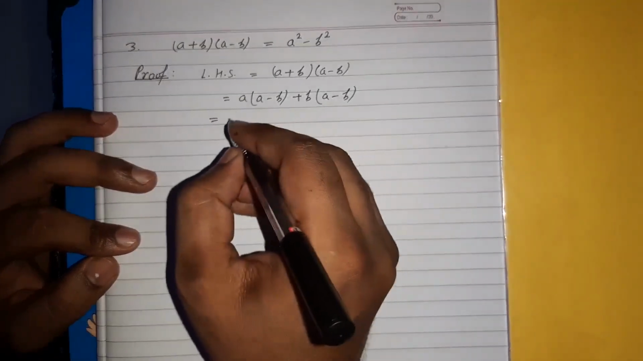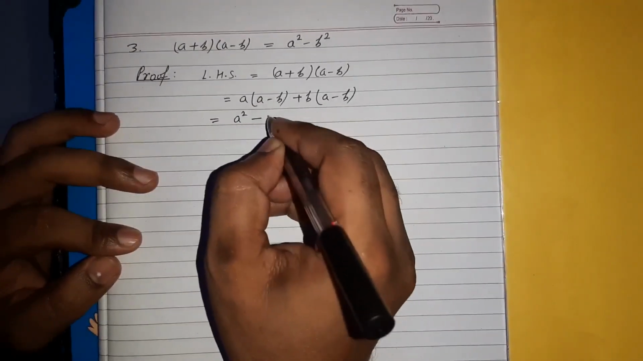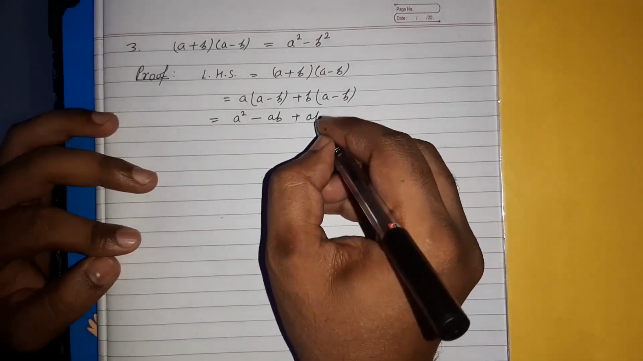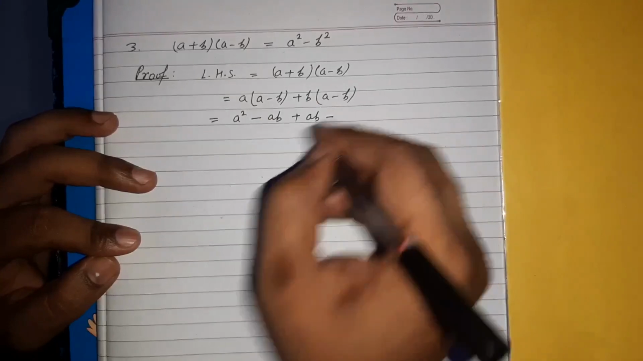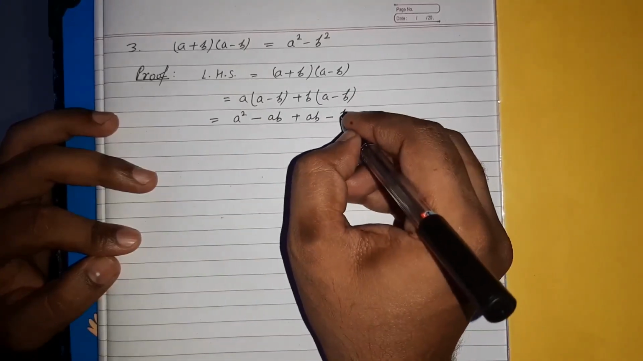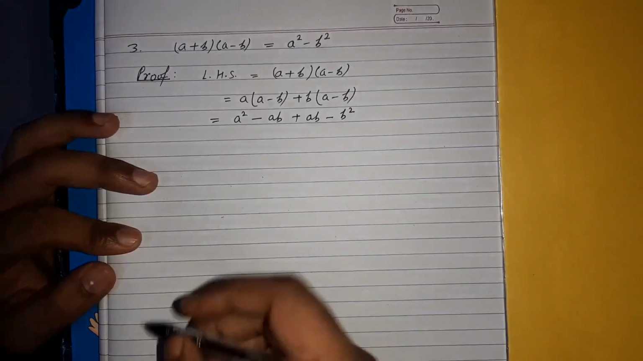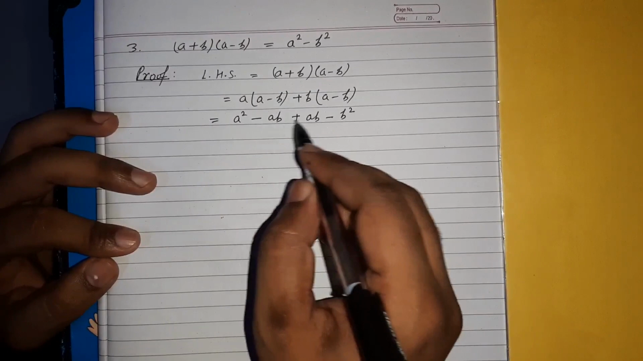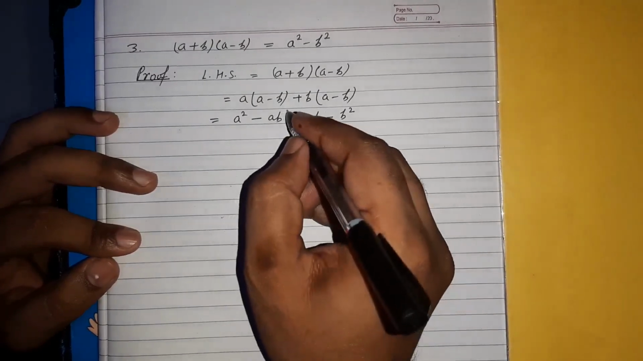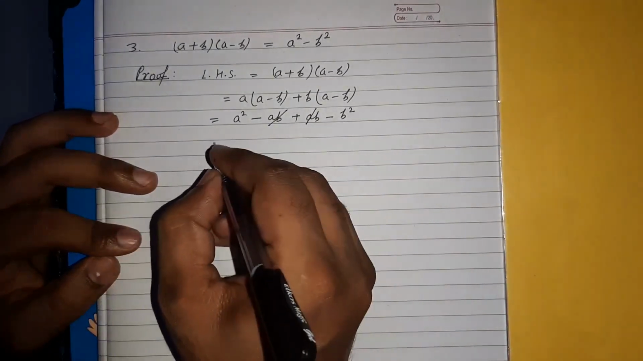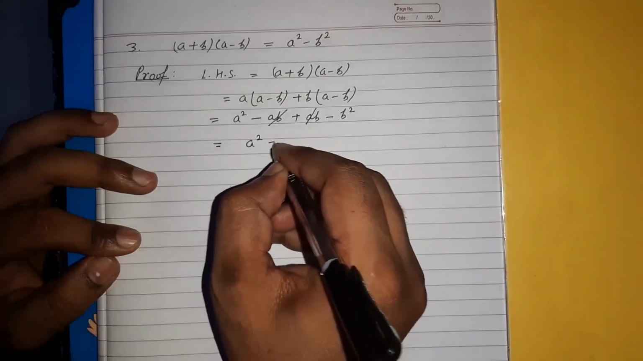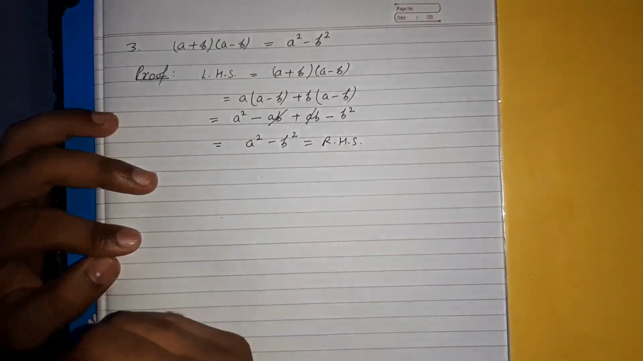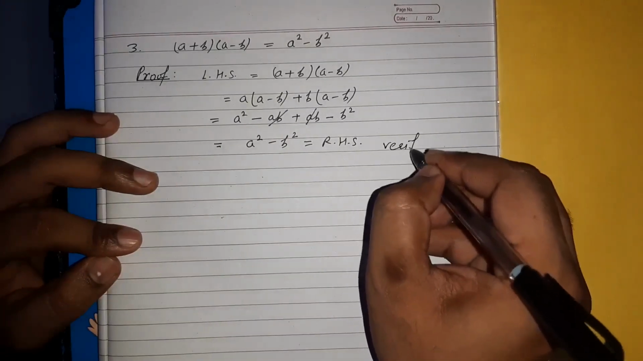Okay, now we will simplify these two brackets. a multiplied by a is a square, minus a multiplied by b, ab. Plus b multiplied by a, ab. Plus multiplied by minus is minus, and b multiplied by b is b square. Now you can see here ab and ab both are like terms, but one term is negative and another term is positive, so here we can cancel out. So after cancellation it will be a square minus b square, which is equal to the RHS part of this equation, so the result is verified.